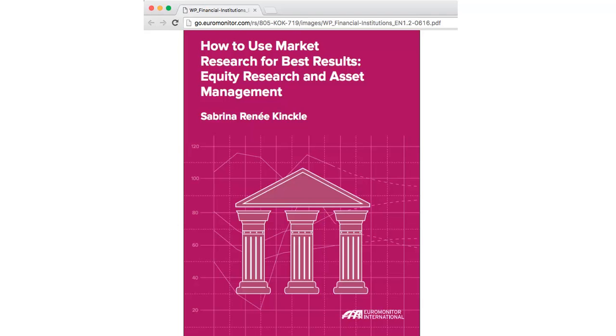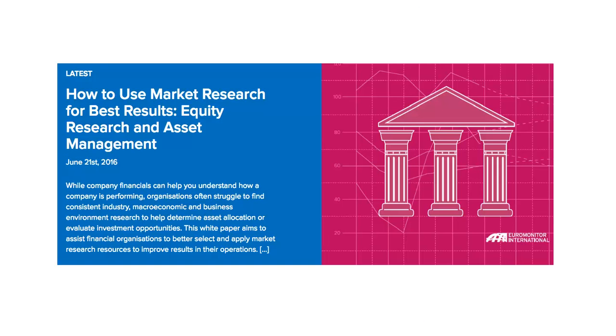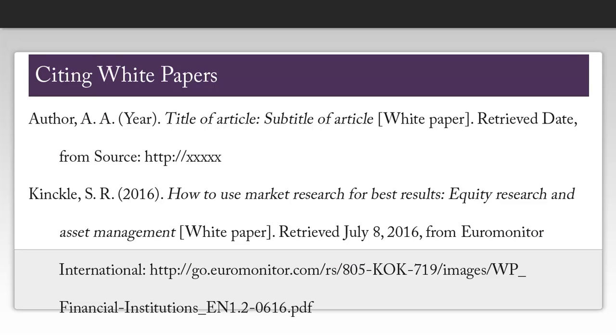Looking at this article, I find all of the information I need to create my citation. Beneath the title is the author's name. The source is Euromonitor International, and the URL is in the address bar. The website itself listed the publication date as 2016. After finding all the information I need, I can create my citation.